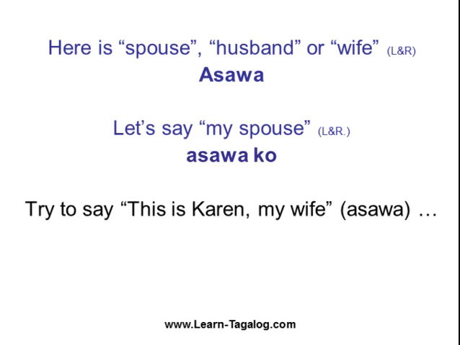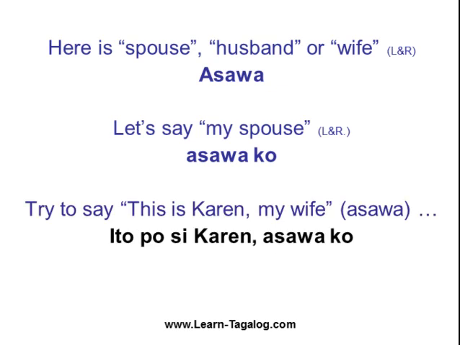Try to say, this is Karen, my wife. Now remember we were using my bahay before. We were saying, ito po si Karen, my bahay ko. Now substitute in the word asawa. Go ahead. Try to say, this is Karen, my wife. In this case, using asawa. And listen. Ito po si Karen, asawa ko.